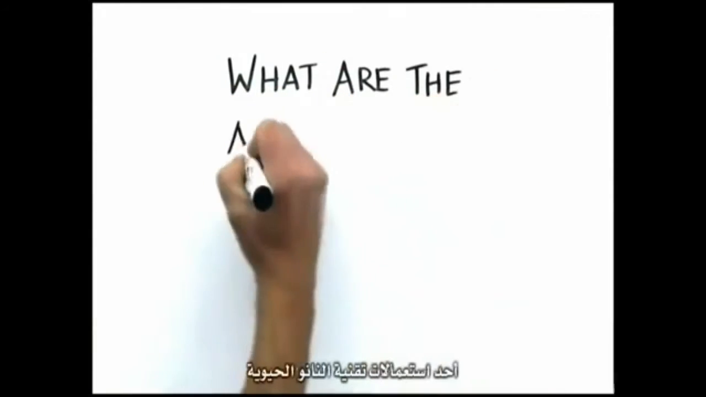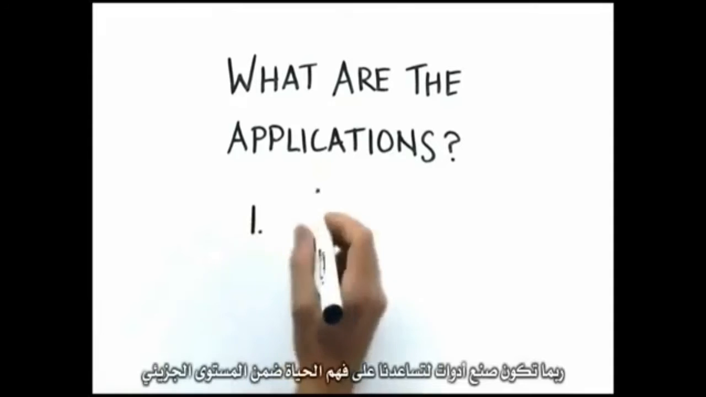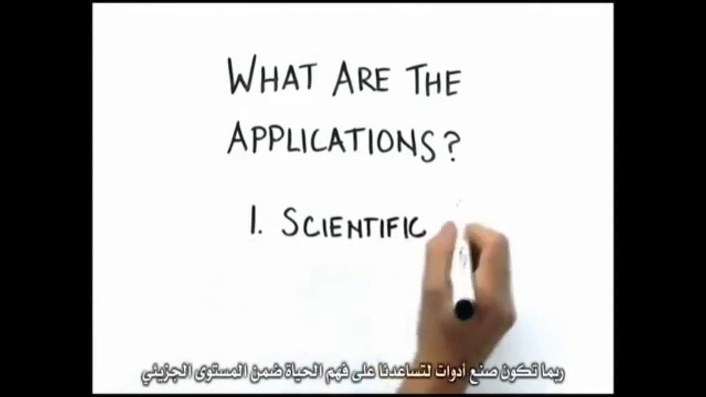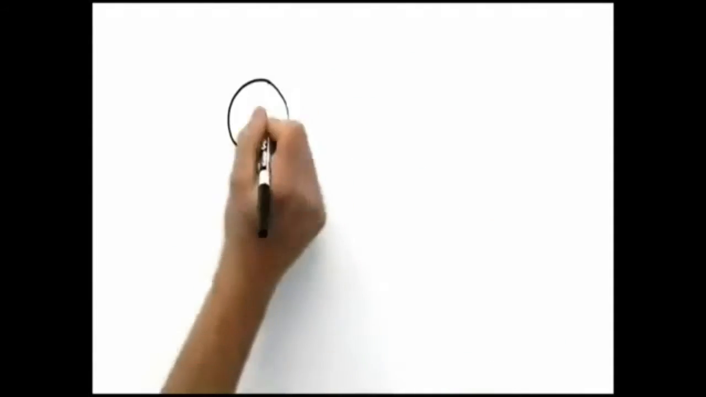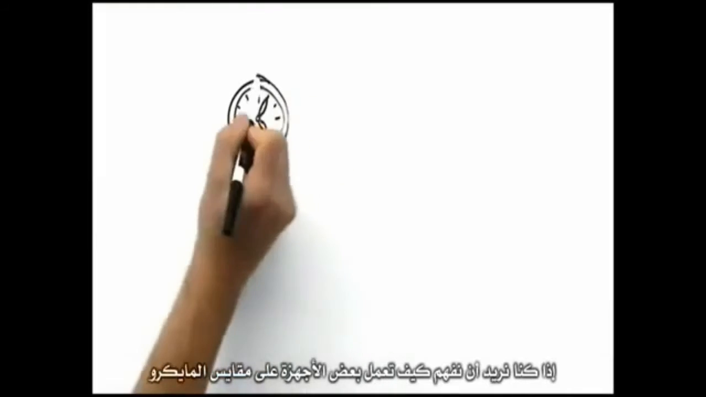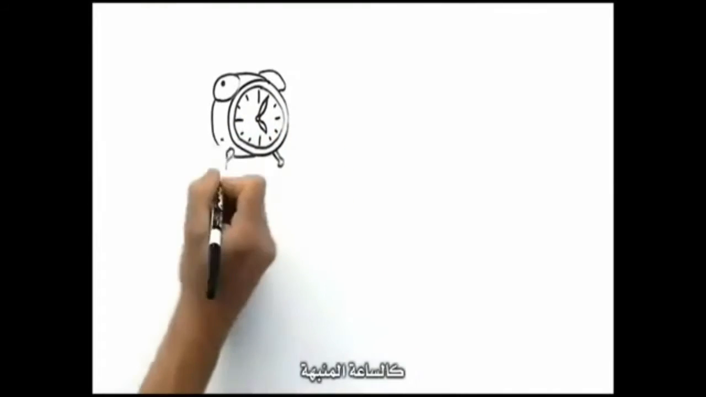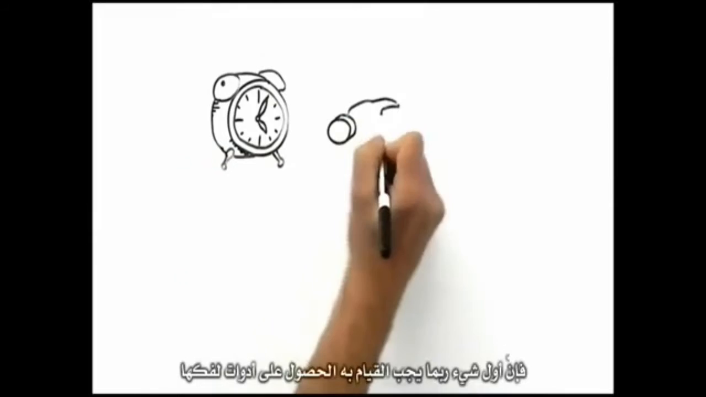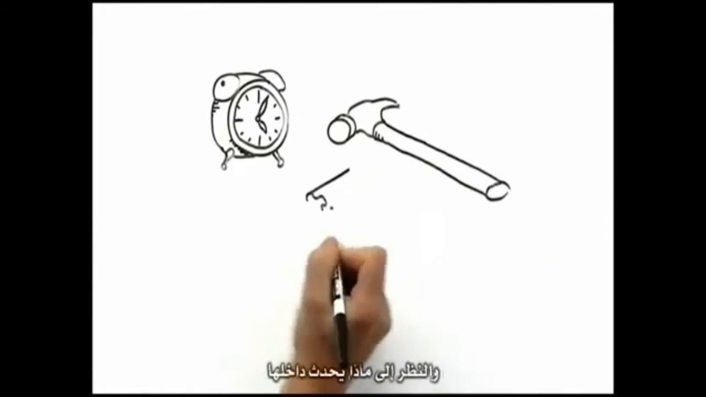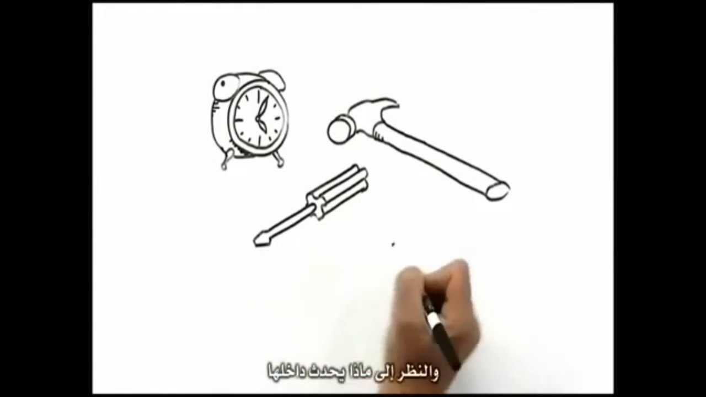For example, one application of bio-nanotechnology might be to build tools to help us understand how life works at the molecular level. If you wanted to understand how some device works at the macro scale, like an alarm clock, the first thing you might do is get some tools to take it apart and look inside to see what's going on.